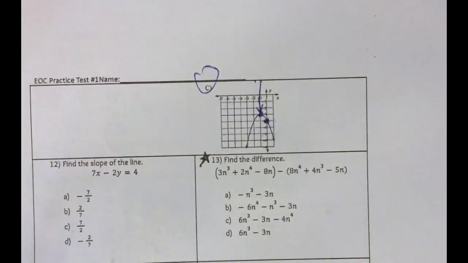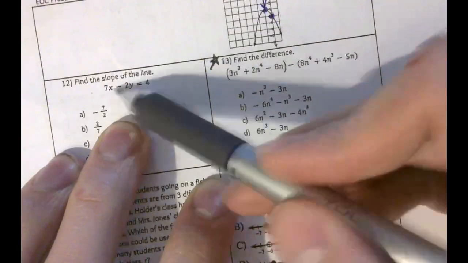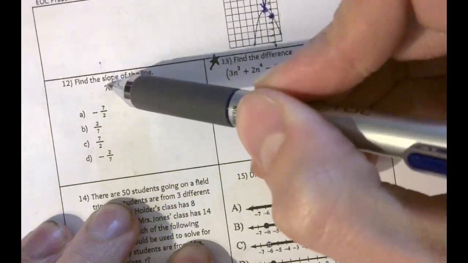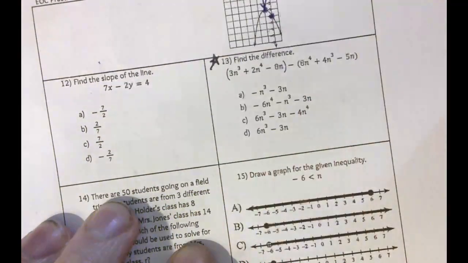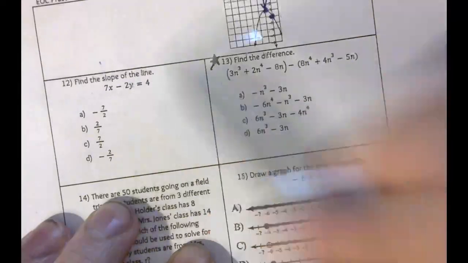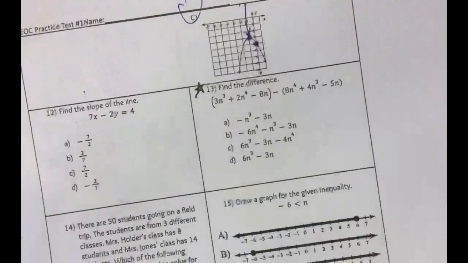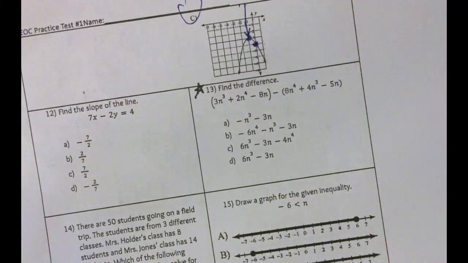And we're on number 12, so let's do that one. It says, find the slope of the line. Now be careful, this is in standard form. So a lot of people will just say, oh, it must be 7. Well, that's not even an option, so that's a bad idea. We have to solve this for y, a skill that we've already done on this review a few times actually.